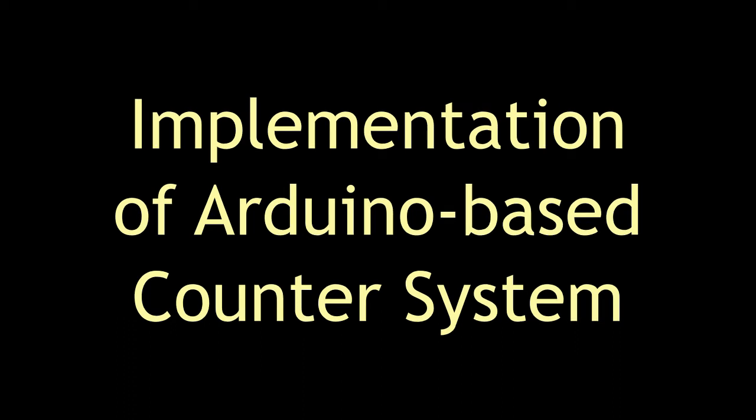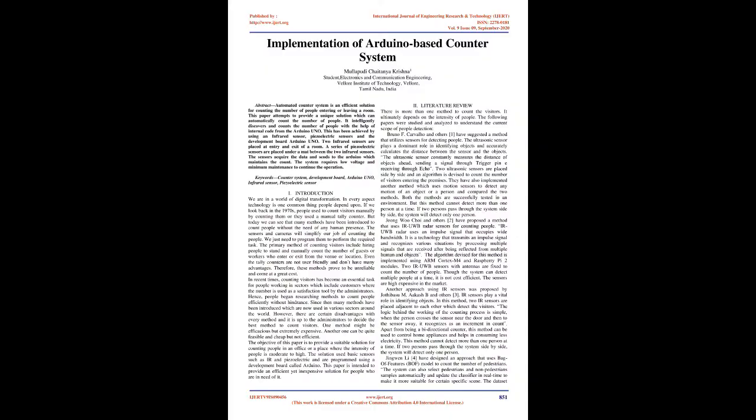Implementation of Arduino-based counter system. Automated counter system is an efficient solution for counting the number of people entering or leaving a room. This paper attempts to provide a unique solution which can automatically count the number of people. It intelligently discovers and counts the number of people with the help of internal code from the Arduino UNO.